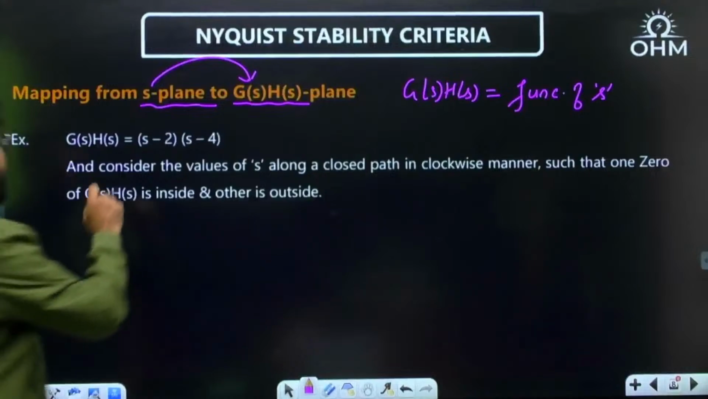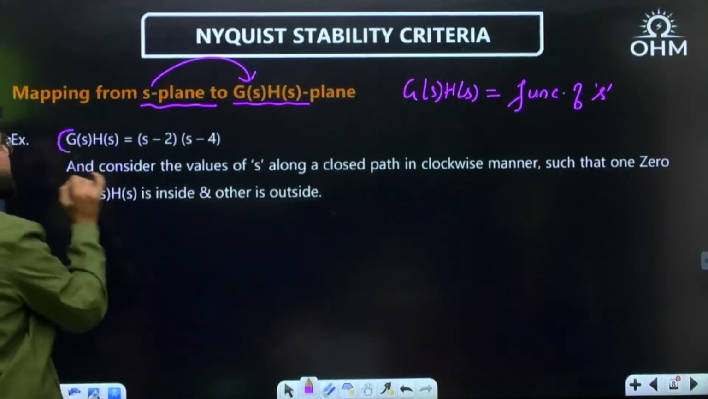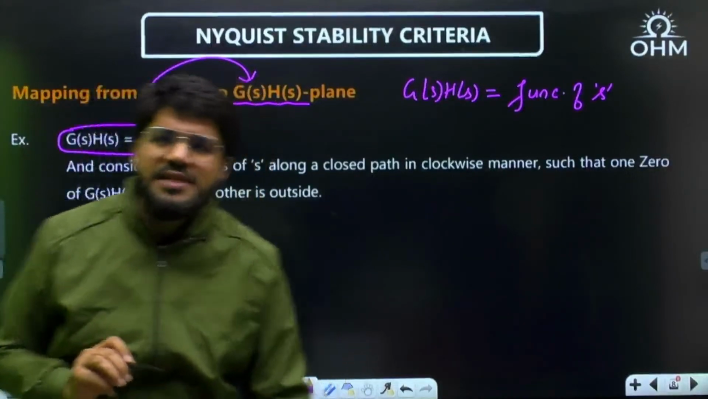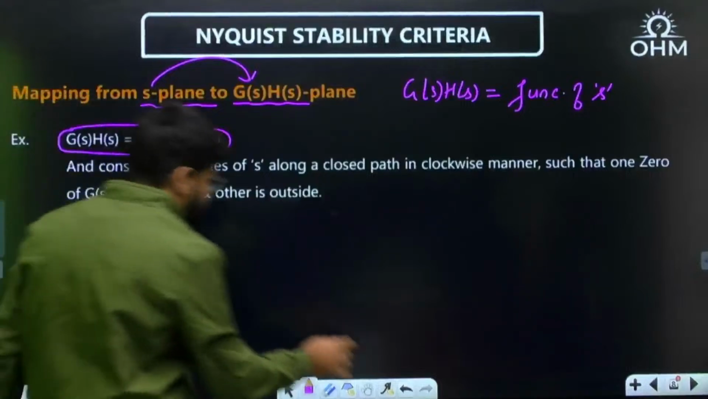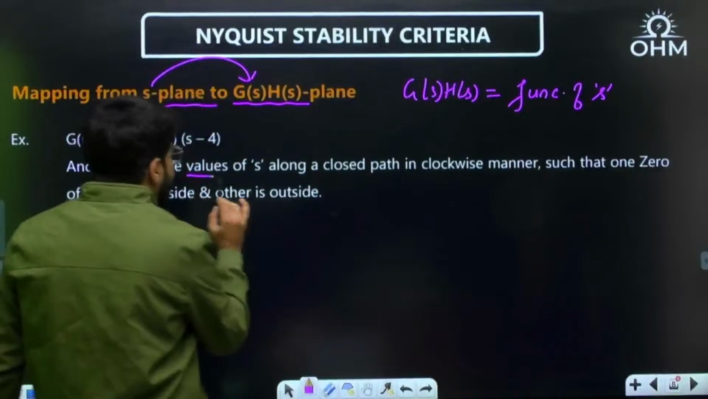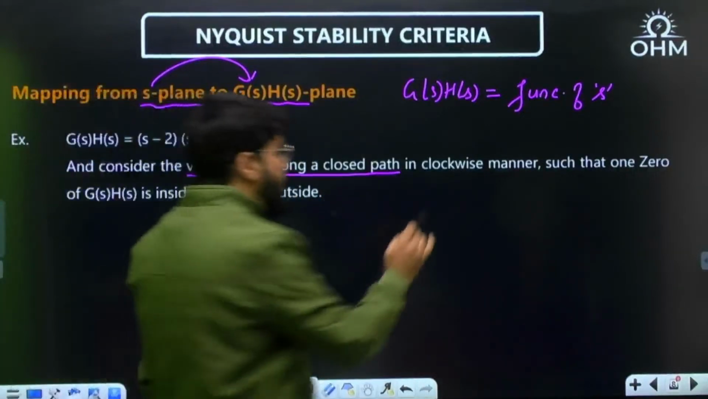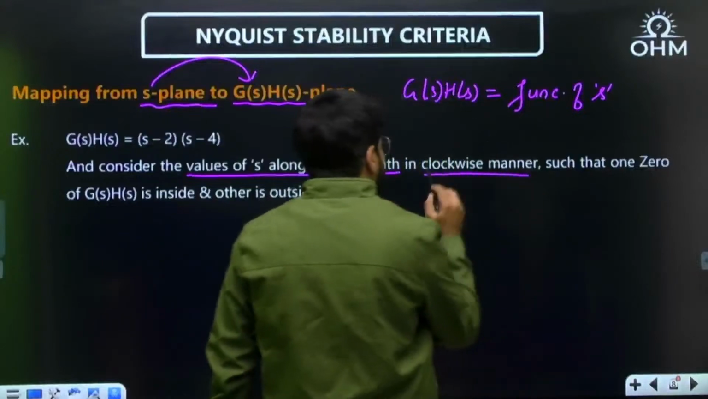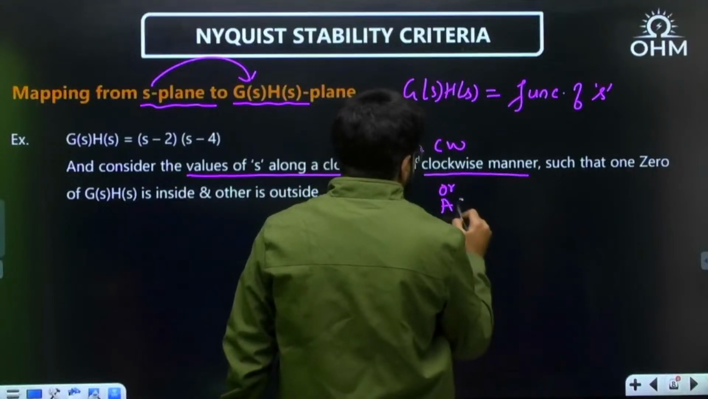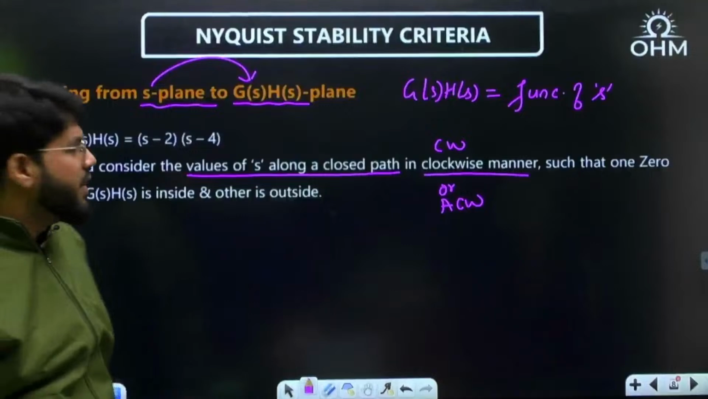Now, what is the G(s)H(s)? For example, just an example I am taking, there can be any type of function. Take a simple example: suppose G(s)H(s) equals (s minus 2)(s minus 4). Consider the values of s along a closed path, in a clockwise manner. You can take it anticlockwise also; clockwise or anticlockwise, anything can be taken. I have first chosen to take clockwise, then I will show you what happens if you take anticlockwise values.